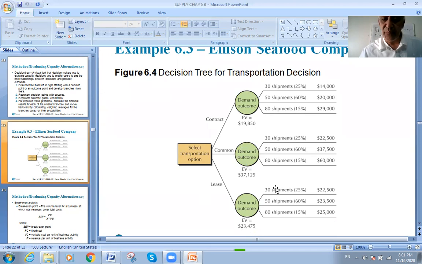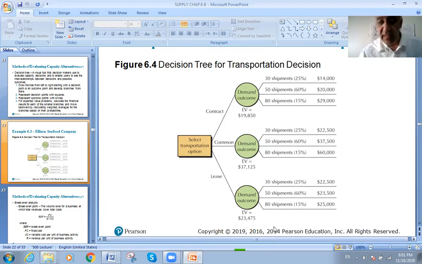Second one, 22,500 you will multiply by 25% plus 37,500 you will multiply by 60% plus 60,000 multiplied by 15%. And when you add all of them together, they will be 37,125. Third one, 22,500 multiplied by 25% plus 23,500 multiplied by 60% plus 25,000 multiplied by 15%.